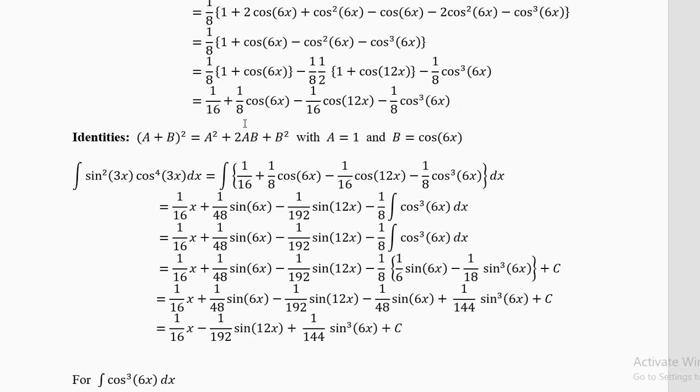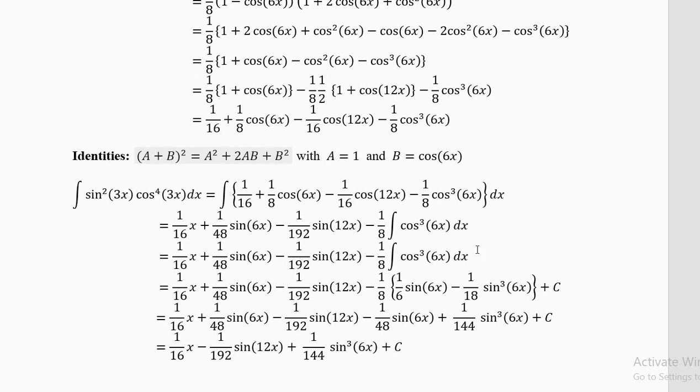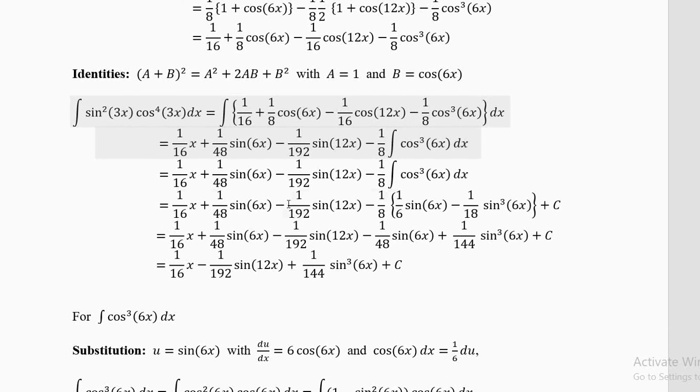You will get 1 by 16x plus 1 by 48 sine 6x minus 1 by 192 into sine 12x. Now how do you get these numbers? Look, when you did your manipulations on your trigonometric function, you had 1 over 16 plus 1 over 8 cosine 6x minus 1 over 16 cosine 12x minus 1 over 8 cos cube 6x. The cos cube 6x we have seen before, so just do it like before, done at the end of the page. Now the remaining things you have to do directly here.